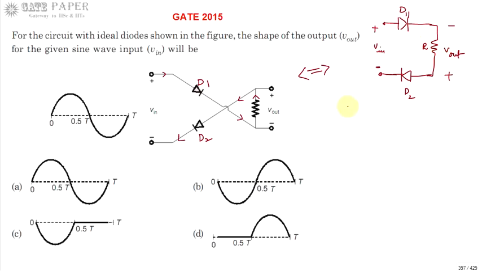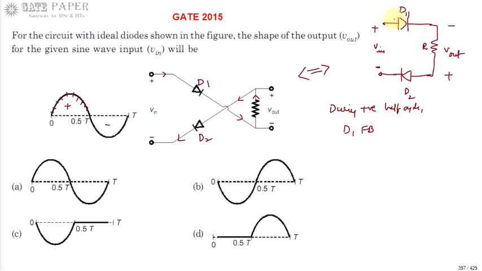Now, V input is a sinusoidal signal. Every sinusoidal signal will have two half cycles: one is the positive half cycle, the other is the negative half cycle. During the positive half cycle, all voltages are going to be positive. So whenever positive voltages are applied during the positive half cycle, all voltages are going to be positive. That makes D1 forward bias.